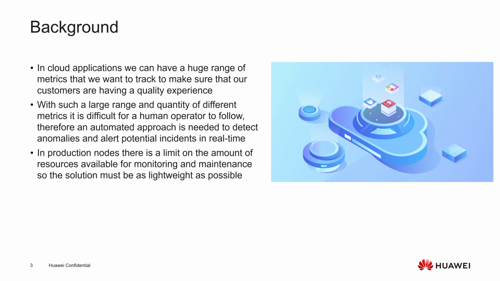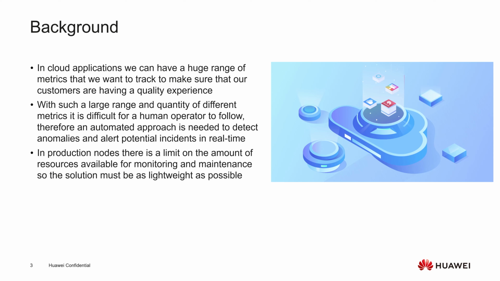Some of the background to this problem is that in cloud applications, we can have a huge range of metrics that we want to track and make sure that our customers are having a quality experience. This is especially the case in Huawei, where we have a huge number of different services that can have their own metrics, and we want to make sure that across our range of products our users are having this good experience. So we want to track a number of different metrics, from CPU usage, response time, jitter, and metrics such as this. With a large range and quantity of different metrics, it is difficult for a human operator to follow, and therefore an automated approach is needed to detect anomalies and to alert potential incidents in real time.